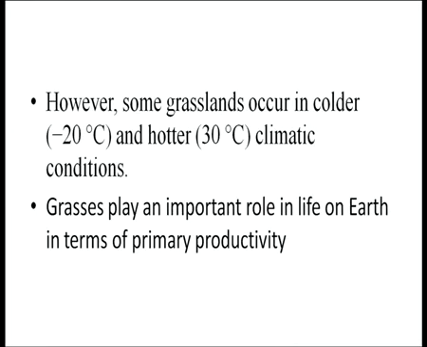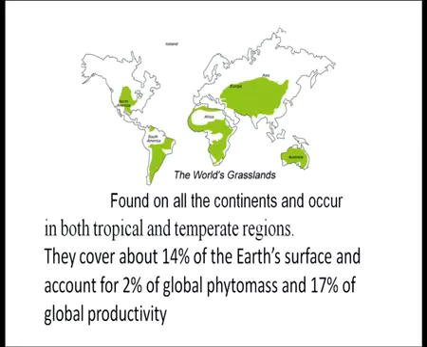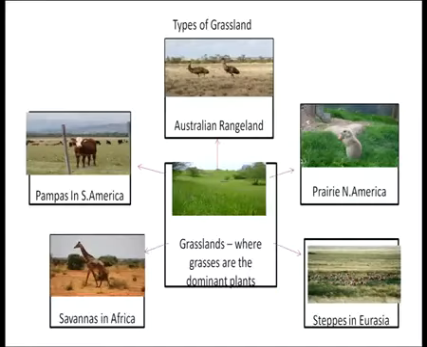Grasses play an important role in life on earth in terms of primary productivity. The grasslands are found on all the continents and occur both in tropical and temperate regions. They cover about 14% of the earth's surface and account for 2% of the global phytomass and 17% of the global productivity. They are named differently in different parts of the world.